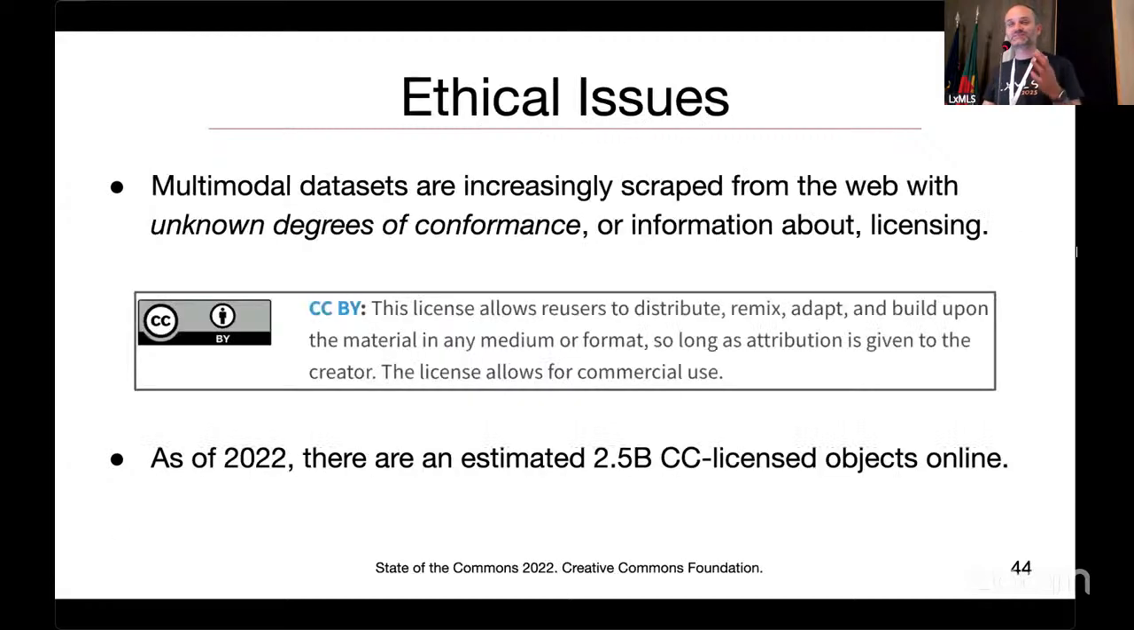But I think there's also this effect of ethical issues. So these multimodal data sets are being increasingly scraped from the web with unknown degrees of conformance or even any information about how they're being licensed. There's about 2.5 billion Creative Commons licensed objects online in 2022. That's the most recent information I can find from the state of the commons. Maybe this has been updated more recently, but there should be enough data out there for us to train without being too ethically compromised in terms of our research.